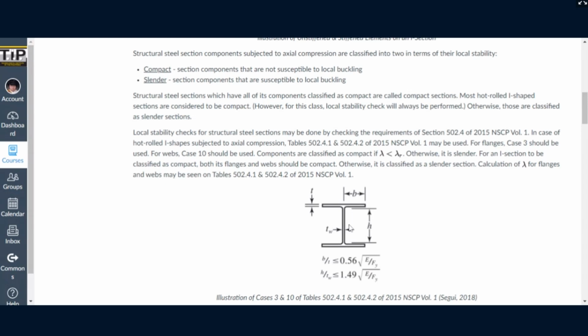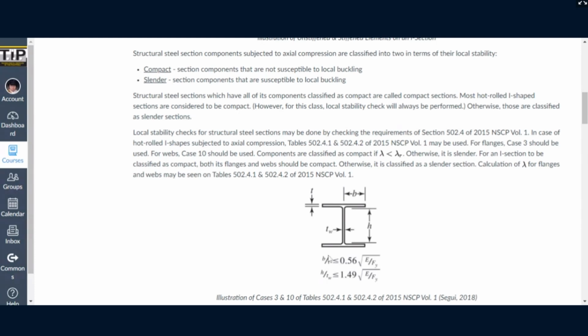Okay? And then yung TW is the thickness of the web. So ito yung mga width thickness ratio. Okay? And then ito yung formulas natin dito is only valid for I sections, okay? Kasi yung dinidiscuss natin sa module na to, puro I sections lang yung gagamitin natin na hot rolled. Okay? So ito yung mga limiting values.